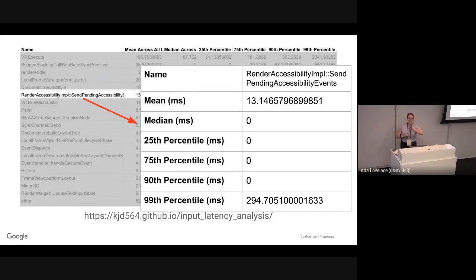So that's pretty surprising. Anyways, this is V8.execute, as expected. Pending accessibility events, which I mentioned earlier, actually doesn't take that long in most cases that we see it. But when we look at the data this way, we see that in the 99th percentile, it's taking a really long time. So something about this callback, when it happens and it's bad, it's really bad. Bad enough that we're seeing it as one of the top contributors to input latency. So this would be an interesting thing to investigate in the future.